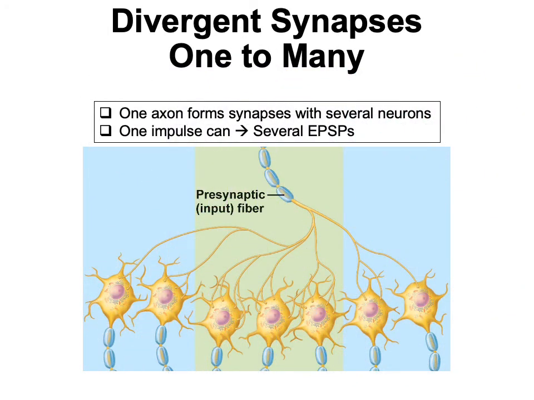Divergent synapses is one to many. One axon will form synapses with several neurons. Therefore, one impulse can stimulate several excitatory postsynaptic potentials.